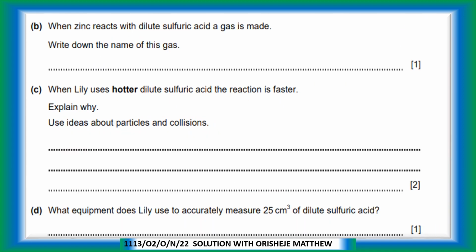When zinc reacts with dilute sulfuric acid, a gas is made. Write down the name of the gas. So you have solid zinc mixed with dilute sulfuric acid. If you balance it, it's going to form zinc sulfate, and hydrogen gas is emitted.